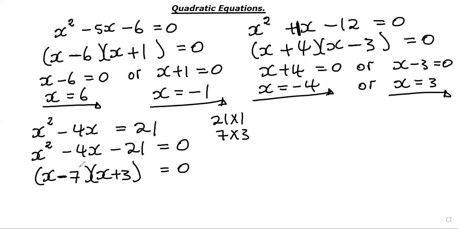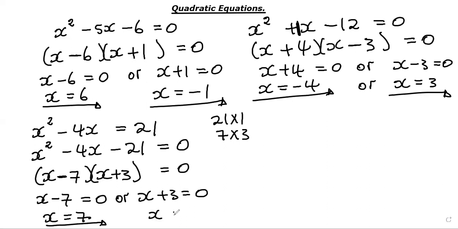So that negative 7 plus 3, it's negative 4. And negative 7 times 3, it's negative 21. Then once again, you apply your zero factor law. So you say x minus 7 equals 0 or x plus 3 equals 0. Then from this point, you say x equals 7 or x equals negative 3. And then you should be happy once again.